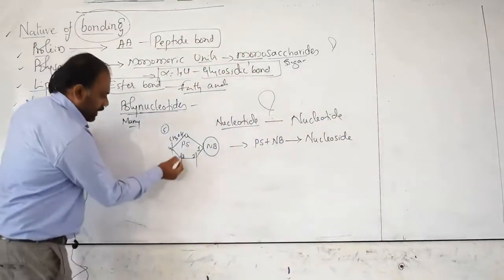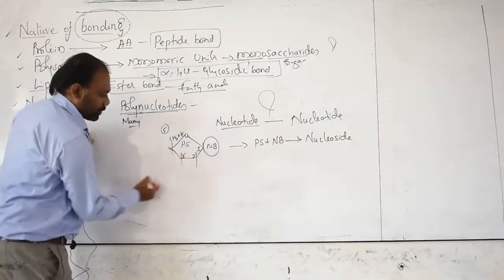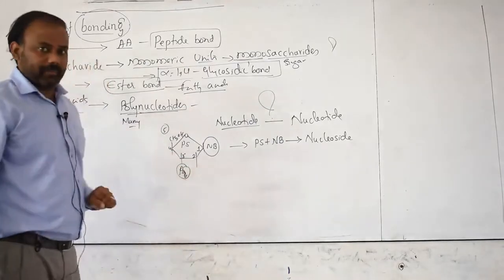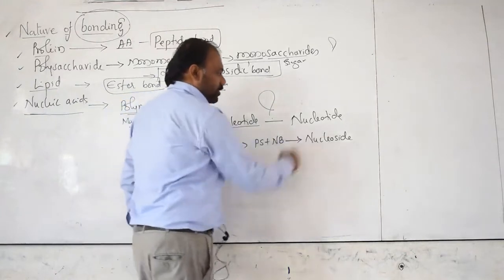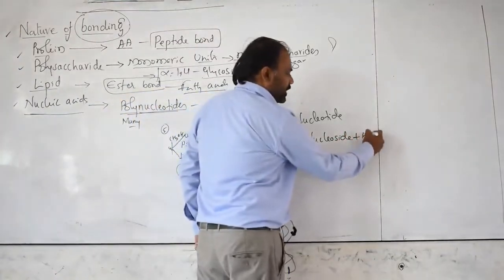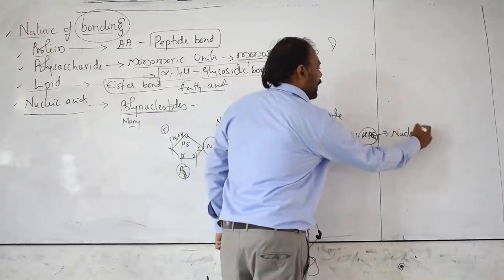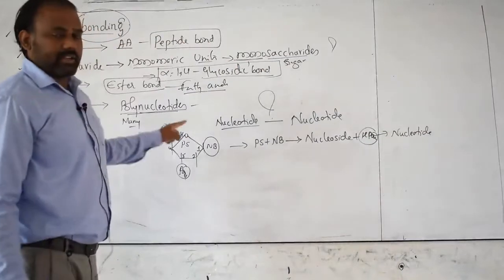And at the third carbon atom, I mean to say at this position, we will be having phosphoric acid in the form of phosphate. Yes, pentose sugar plus nitrogenous base gives nucleoside, plus HPO4 gives nucleotide. Can you understand the structure?